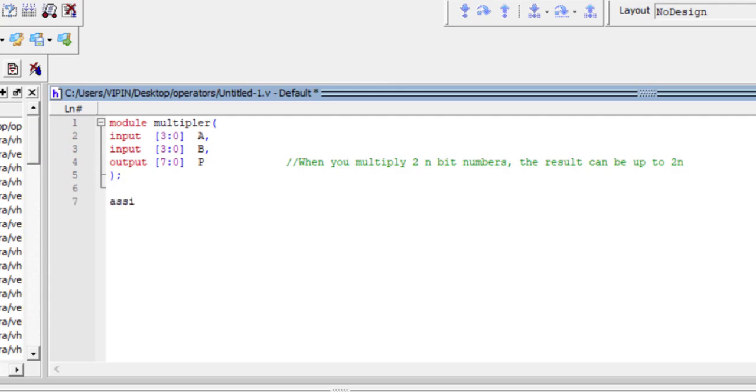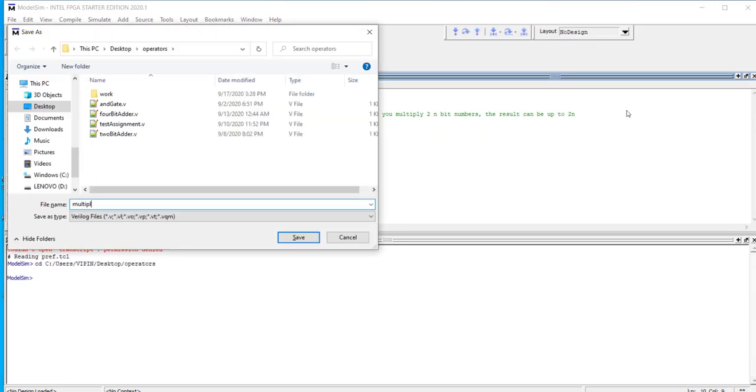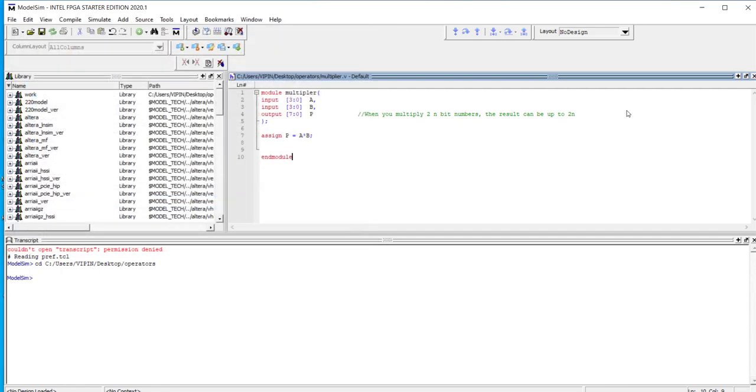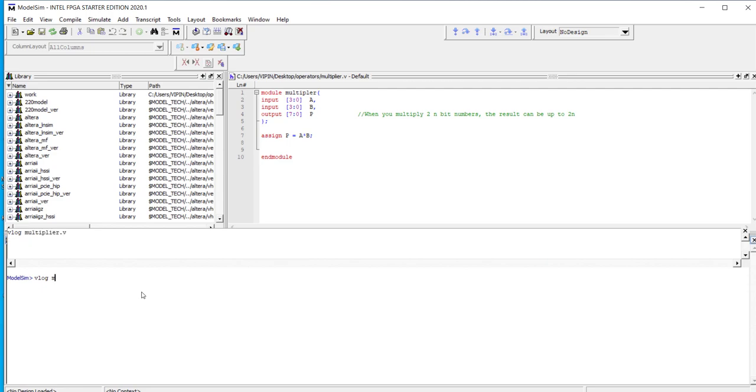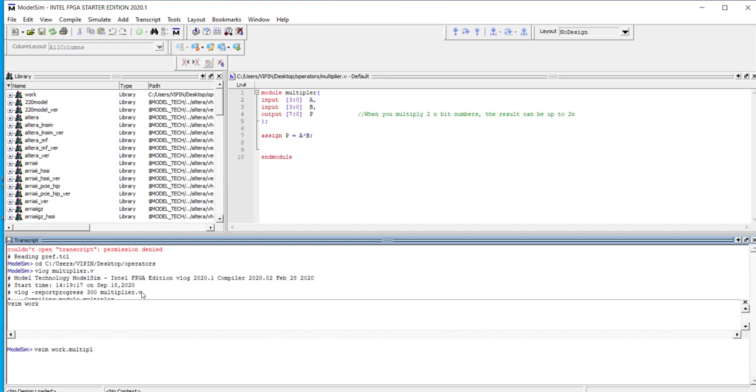It's very straightforward. You can simply write assign P equals A times B, multiplication operation, and endmodule. So we'll just test it also. vlog multiplier, vsim work.multiplier.